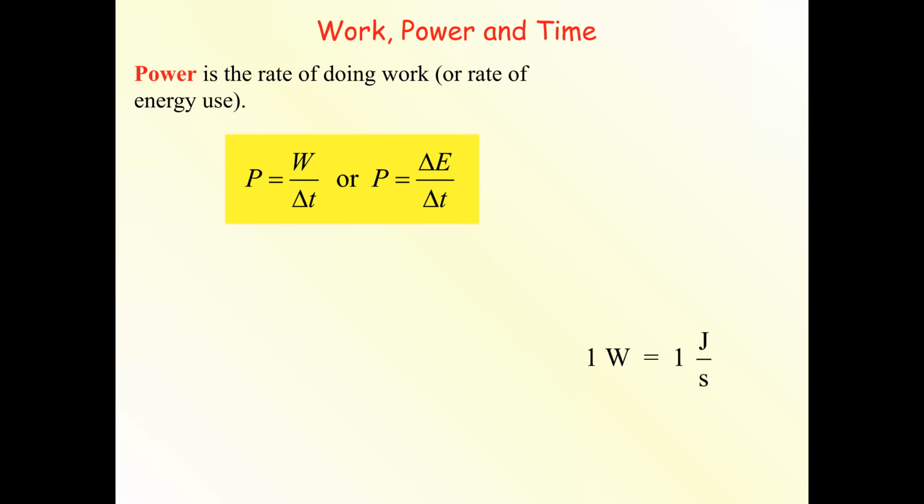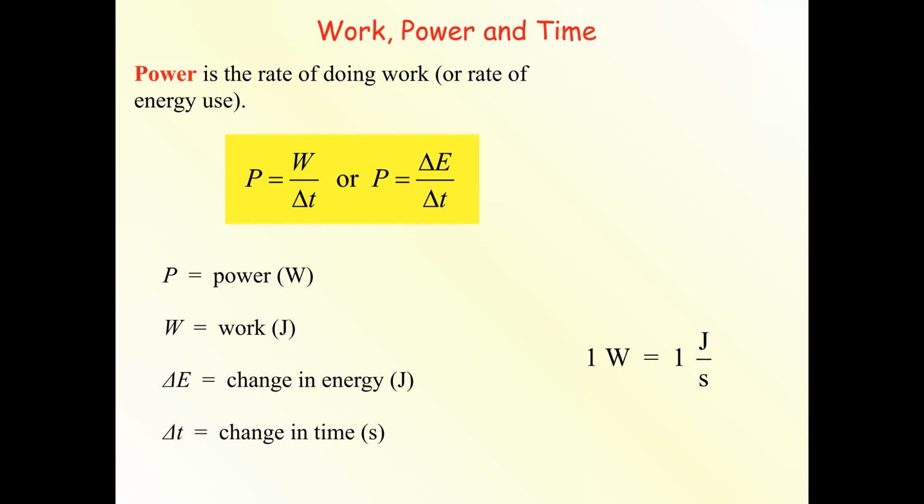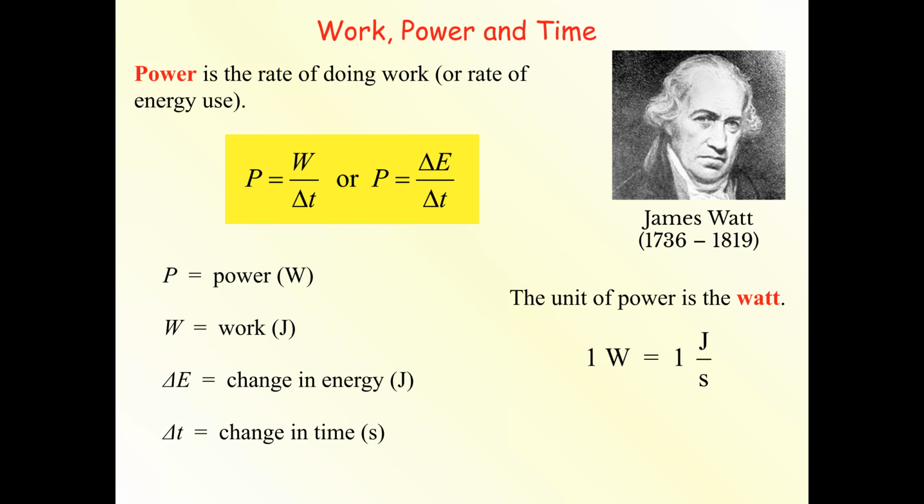Remember, work is the change in energy. So if we can find the change in energy, we can find our work, which we then divide by our change in time. Either of those units work. Power is in watts, work is in joules, or change in energy is in joules. Work and change in energy are equivalent, and our change in time is always in seconds. Again, the unit of power is the watt, where 1 watt is equal to 1 joule per second.